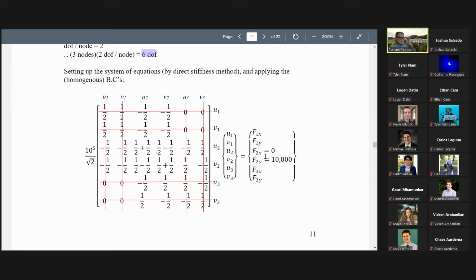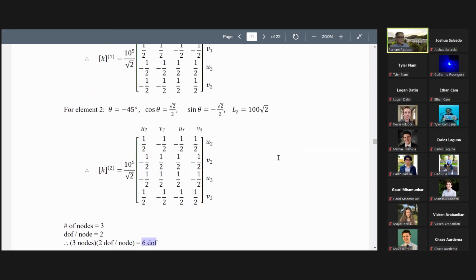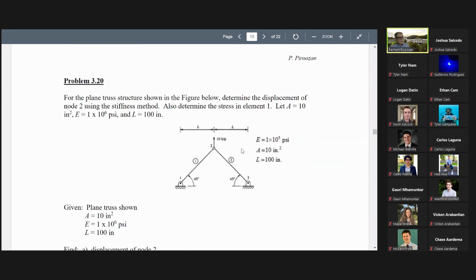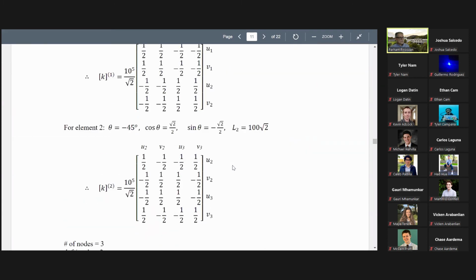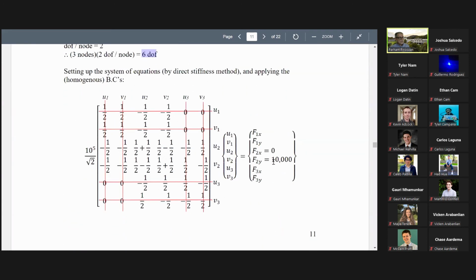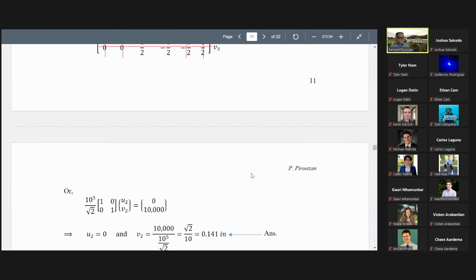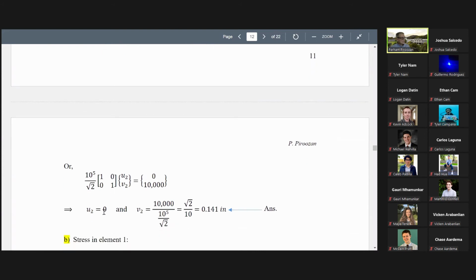When you are applying boundary conditions at node 2, these are node 2 external forces. No force in the X direction, just 10,000 pounds upward, positive. That's it. 10,000 pounds in the Y direction. This is 2 equations, 2 unknowns, solve for displacements, and they come out to be like this. U2 is 0, V2 is this one.